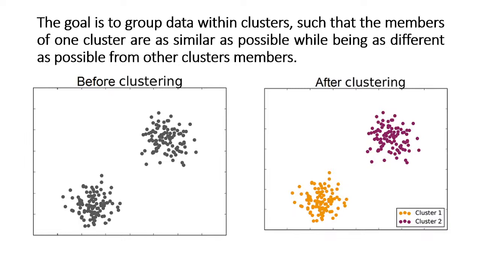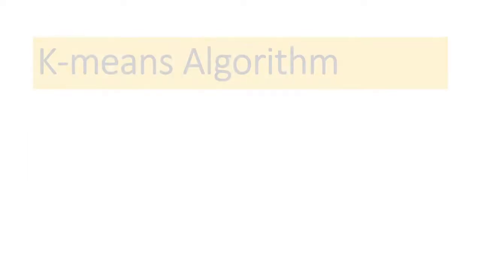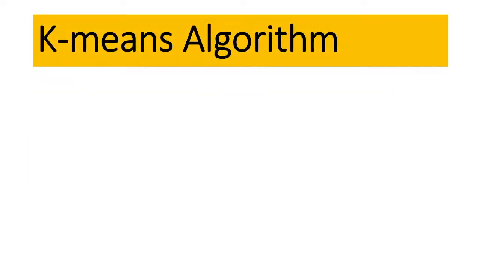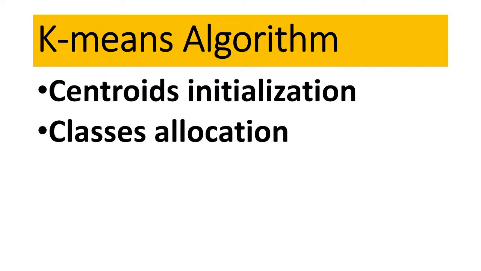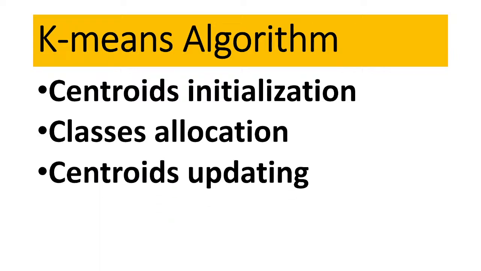So the goal is to group data within clusters such that the members of one cluster are as similar as possible while being as different as possible from the members of other clusters. And mainly in this clustering, we are using the k-means algorithm. The k-means algorithm works in these steps: centroid initialization, after that class allocation, and then centroid updating. Using these three steps, it works.